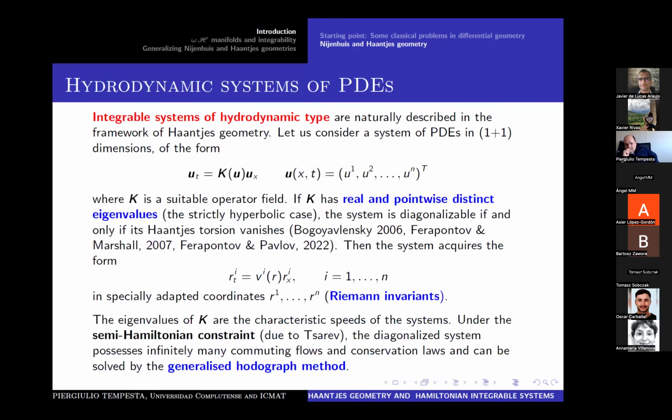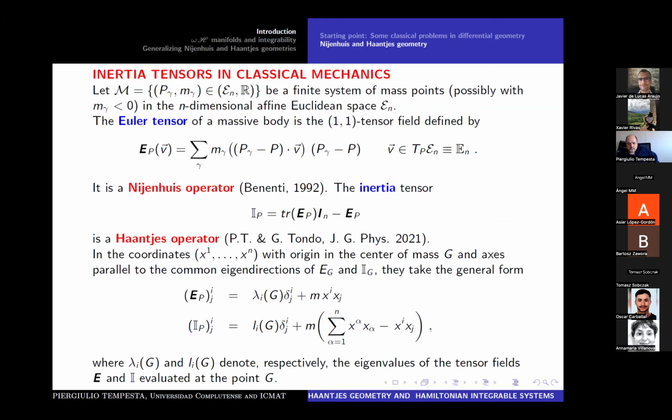Okay, Piergiulio, yes, a question. The inertia tensor, when it depends on the position, is something that we were working on with Bartos, indeed. And it's quite interesting that it is a Haantjes operator. We did it not for a rigid solid, because everything would be constant, but for what we call quasi-rigid solids, or in the literature there are several names, that can change a little bit, but not much, let's say this way. This is what we did, and things like this appear.